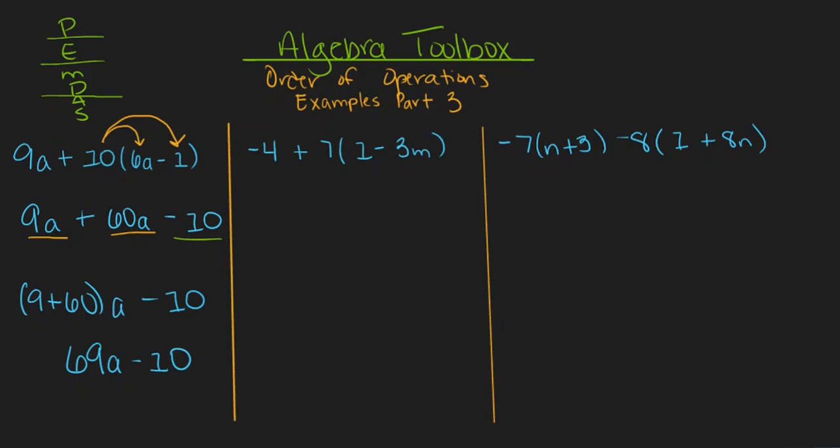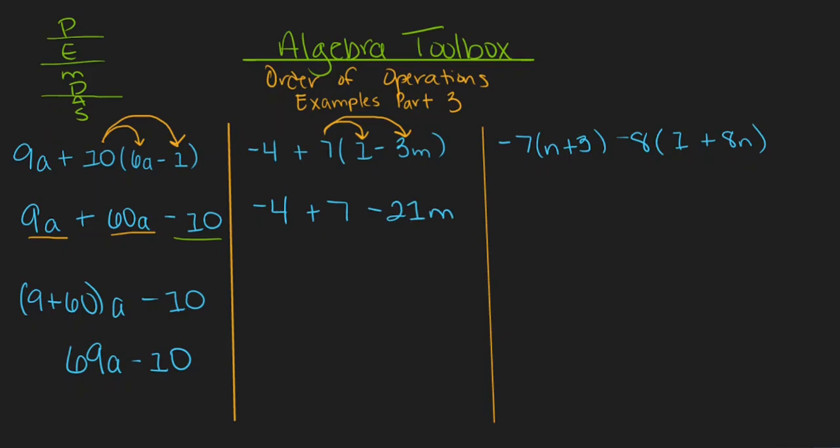1 and 3m are not like terms, so I'm not able to subtract them. What I'll need to do instead is look at the 7 outside of that quantity and distribute it into both parts of this expression, changing the multiplication from happening to the entire group to happening just to each term inside that group. So the negative 4 stays the same.